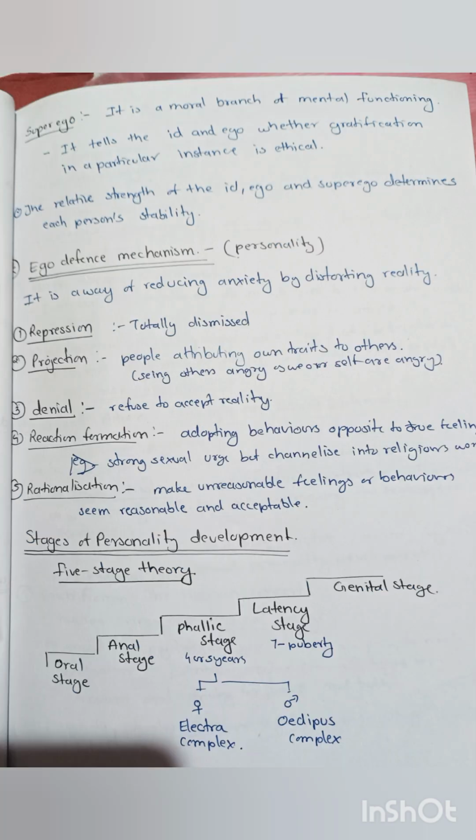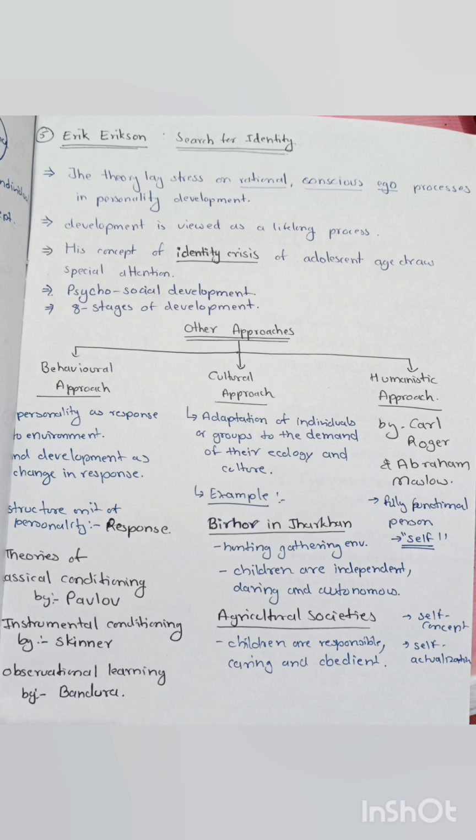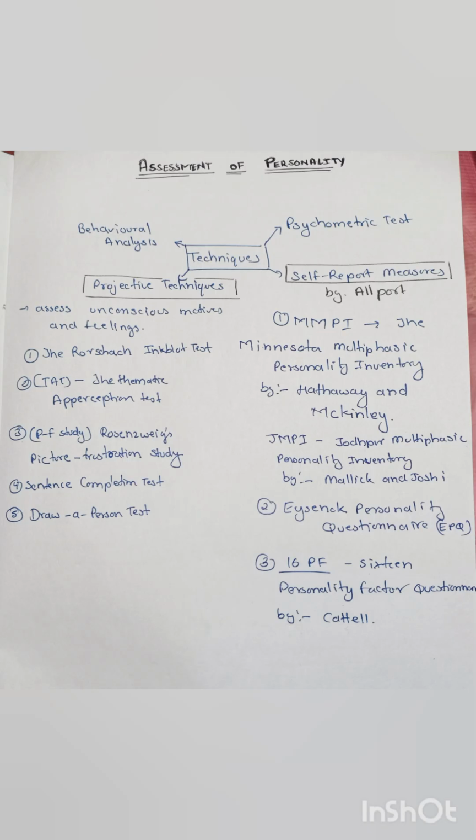For example, if you want to eat, but you wait for your parents' permission. Whereas the superego is the moral branch of ego. After Sigmund Freud, there are post-Freudian approaches given by Carl Jung, Karen Horney, Alfred Adler, Erich Fromm. Prominent among them is Erikson's search for identity approach, and other approaches include the behavioral approach, cultural approach, and humanistic approach. Any assessment of personality can be done through behavioral analysis, projective techniques, psychometric tests, and self-report measurement.